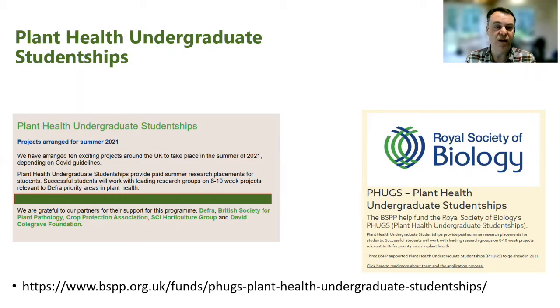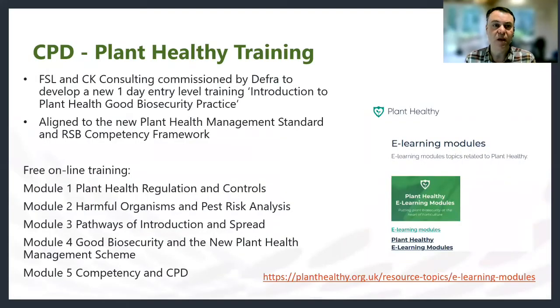Funding has come from people like DEFRA and also has allowed other people like the British Society of Plant Pathology, the Crop Protection Association and others to bring together quite a large package of undergraduate studentships. So have a look at this if you're at that level in your career and you want to get involved in furthering your knowledge. The one I also talked about was continual professional development for plant health training. And this is a new initiative produced by the UK Biosecurity Alliance called Plant Healthy.